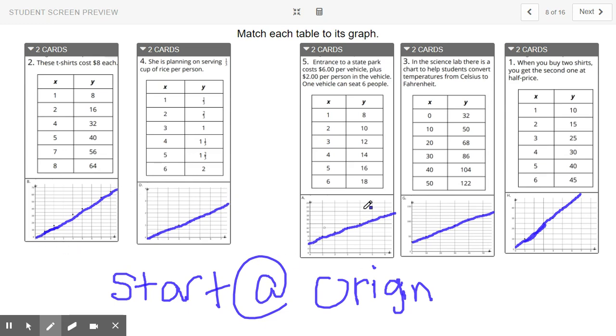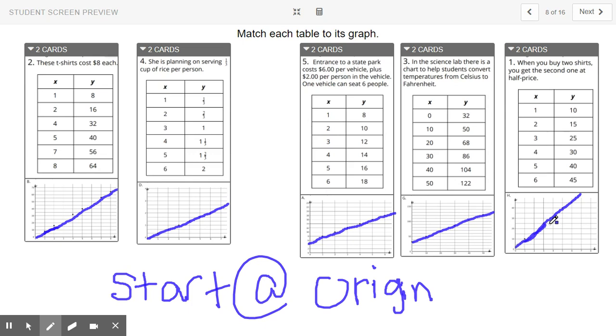This one, non-linear, or it is straight, it's linear, but it does not start at the origin. This does not start at the origin. It does not start down here. This one's super close to starting at the origin, but it doesn't. Okay, if we were to really get a straight edge in there, it's going to start just above the origin.